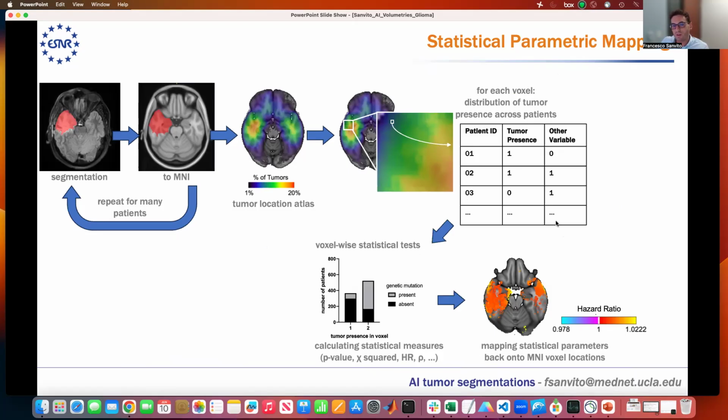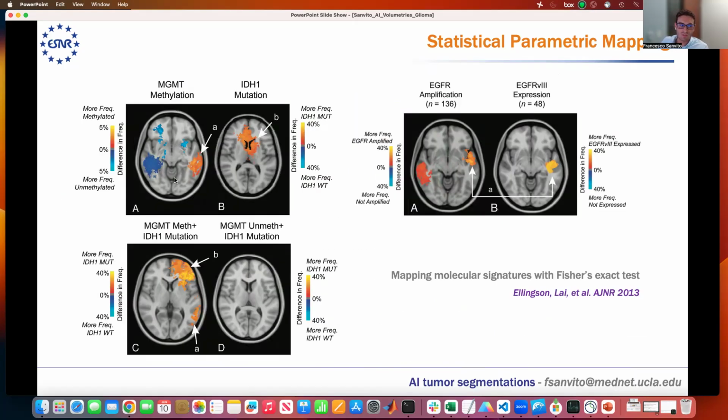And we also have other variables from those patients. For instance, the presence of a certain genetic mutation in the tumor. So what we can do is conduct statistical tests at the voxel-wise level, calculate p-values or other statistical metrics, and then map them back onto the tumor location. So for instance, this can be used to see where the regions are with statistically different occurrence of MGMT methylation, IDH mutation, and so on. So statistics at the voxel-wise level.